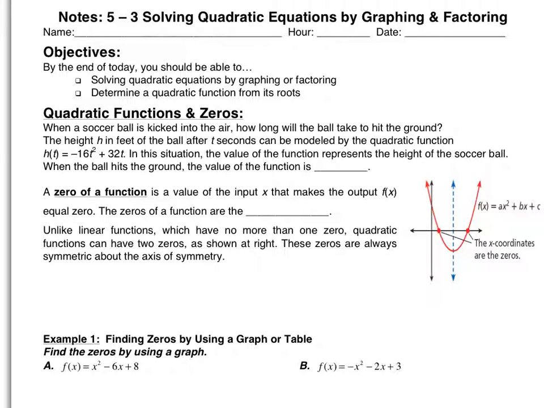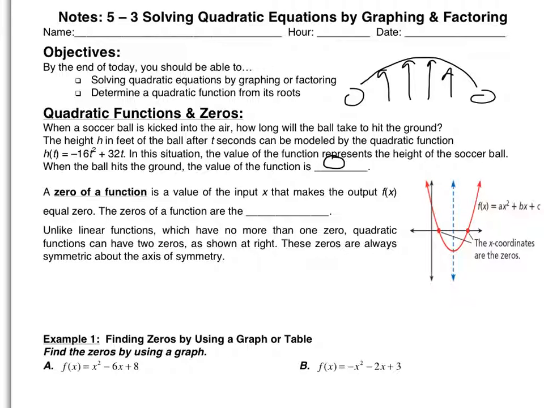When a soccer ball is kicked in the air, how long will it take the soccer ball to hit the ground? So in that scenario, we have a soccer ball, it gets kicked, and then it hits the ground. The height in feet of the ball after t seconds can be modeled by the quadratic function h of t equals negative 16t squared plus 32t. In this situation, the value of the function represents the height of the soccer ball, so the height at any particular point in time. When the ball hits the ground, the value of the function is 0.